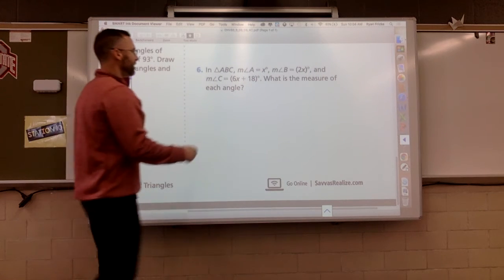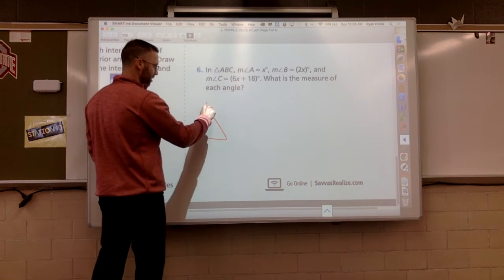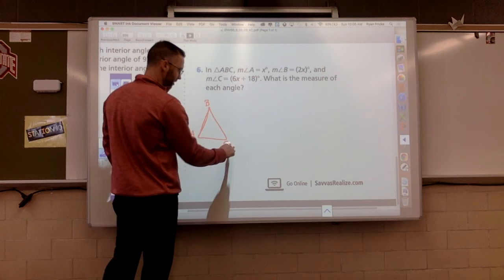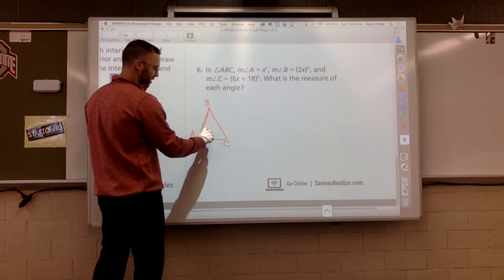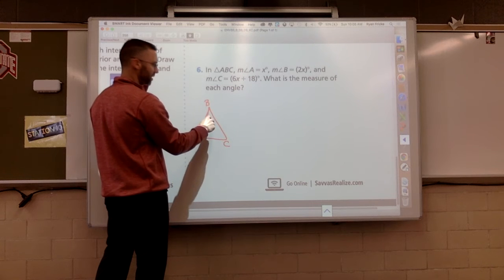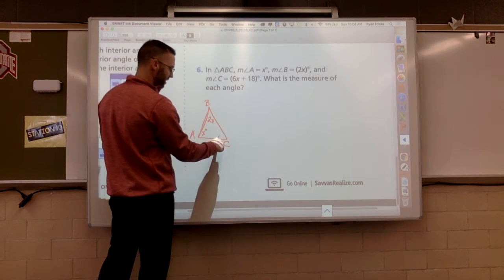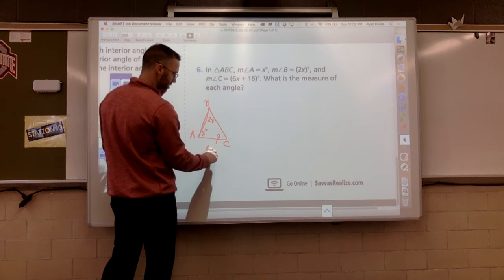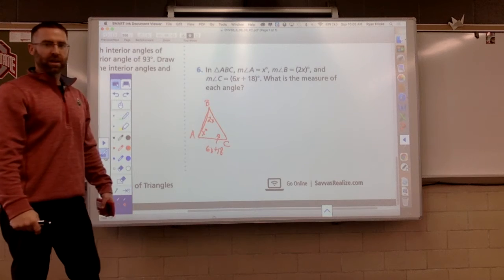Number 6. Triangle ABC. So I'm going to just draw a triangle, and I'm going to label it A, and a B, and a C. It says angle A, x degrees, angle B, 2x, and angle C is 6x plus 18. What are the measures of each angle?